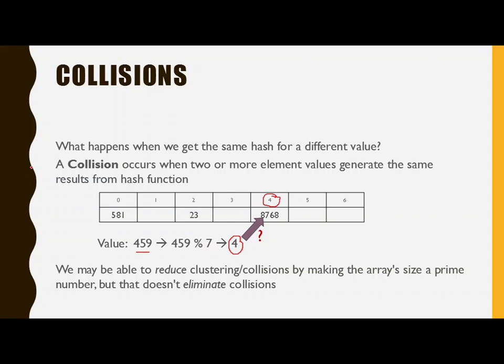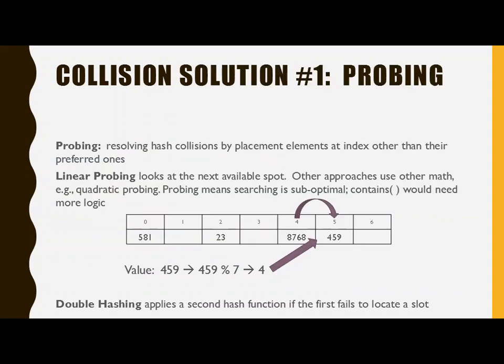So what are some things that we do with collisions when they inevitably pop up? One solution is called probing. And probing says, just look for another spot and try to put it there. There are different ways to do it. One is called linear probing, where you simply say, look, I'm just going to go to the next spot. If this was a collision, I'm going to go to the next neighbor and store it there. If there's nothing there, I'll store it there. If there's something there, I'll move along. So you just go to the next spot.